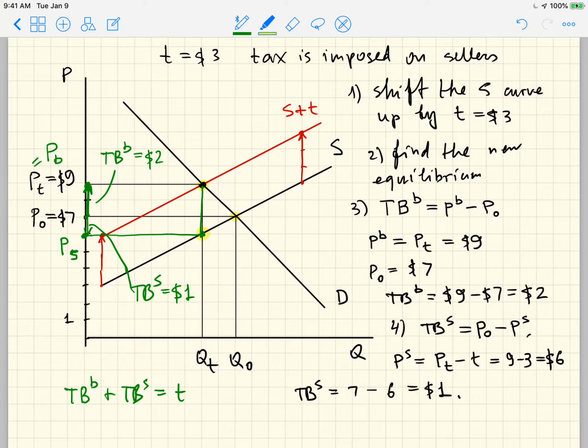All right, so we're done with figuring out tax burden on buyers and sellers when tax is imposed on sellers. And another important thing we're noticing here is that even though tax is imposed on sellers, effectively it affects buyers quite a bit, right? In fact, tax burden on buyers is larger than tax burden on sellers. That's one very important conclusion we can make here: even though tax is imposed on sellers, eventually the tax burden is distributed between both buyers and sellers.